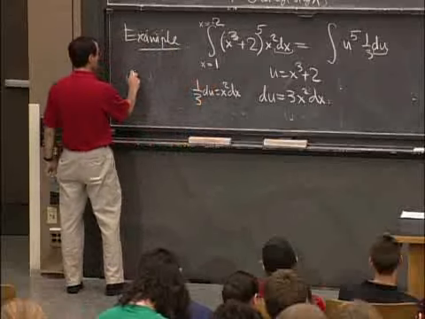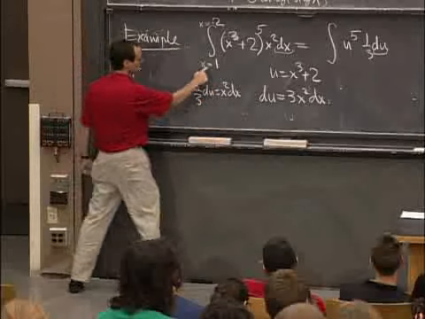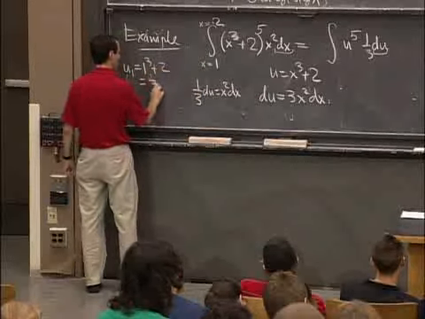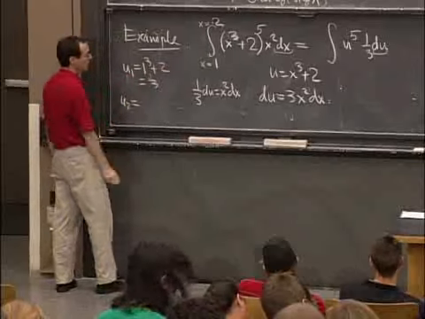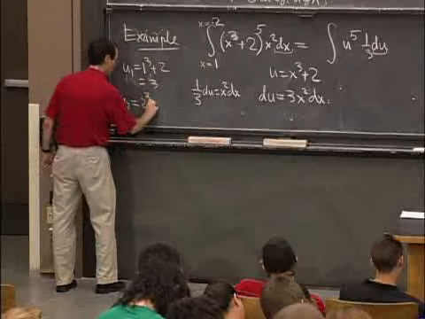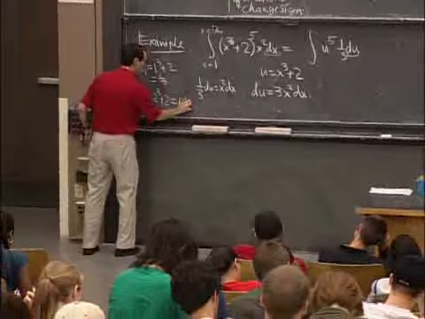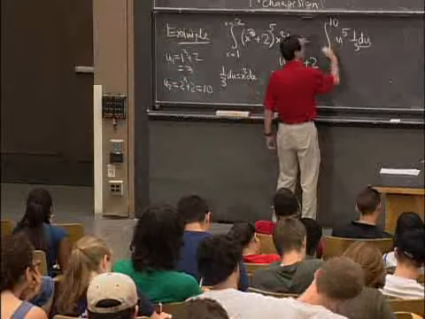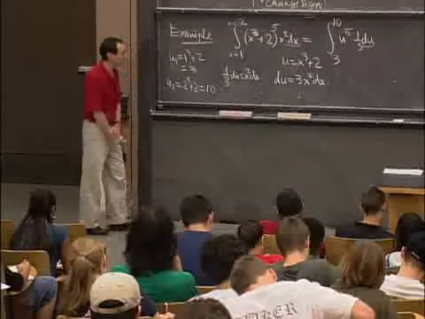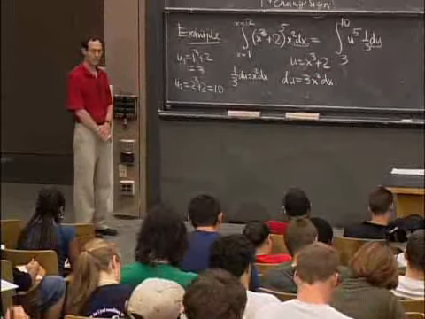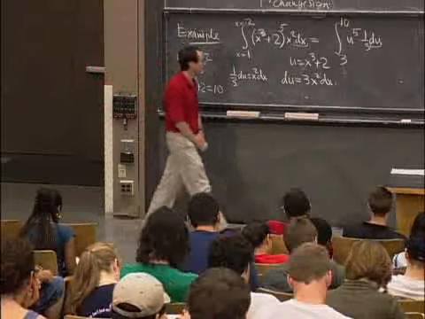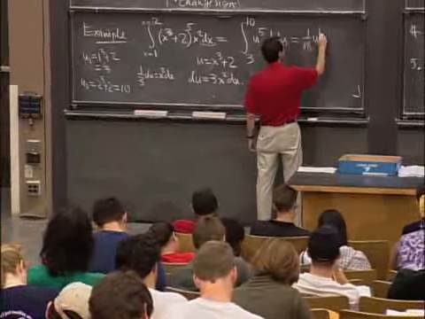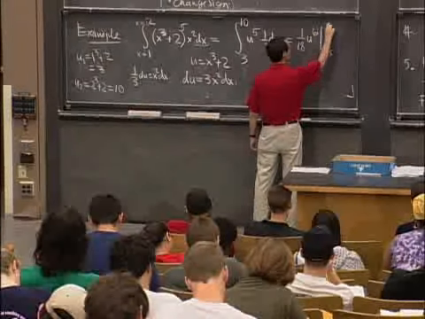And indeed, I plug in here, u1 is going to be equal to what I plug in for x equals 1. That's going to be 1 cubed plus 2, which is 3. And then u2 is 2 cubed plus 2, which is equal to 10. Right? 8 plus 2 is 10. So this is the integral from 3 to 10 of u to the 5th times 1/3 du. And now I can finish the problem. This is 1/18 u to the 6th power from 3 to 10.